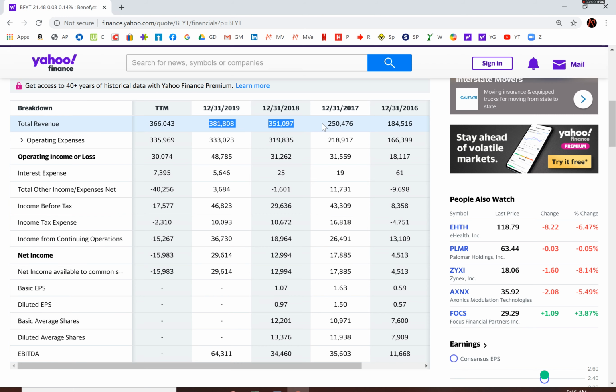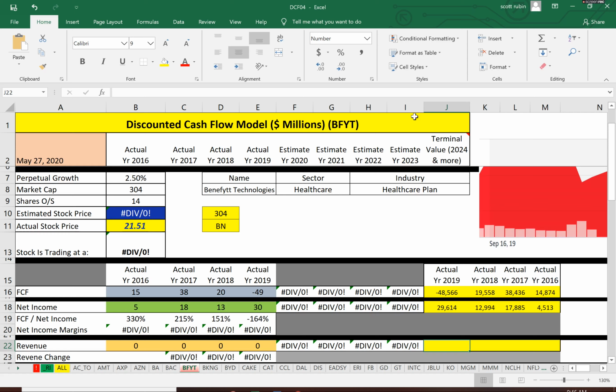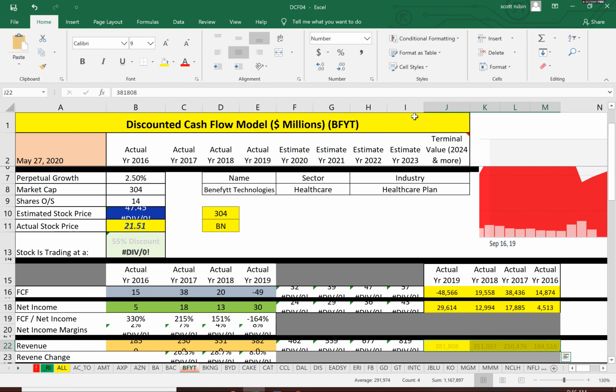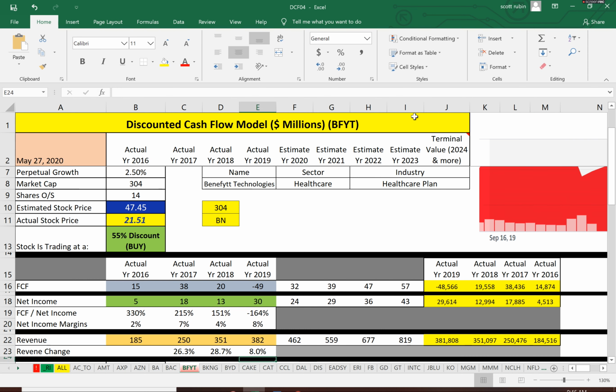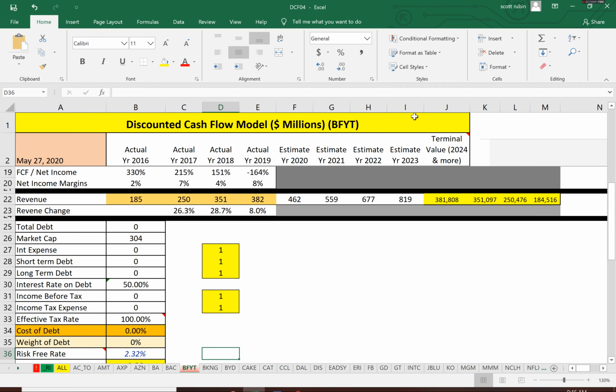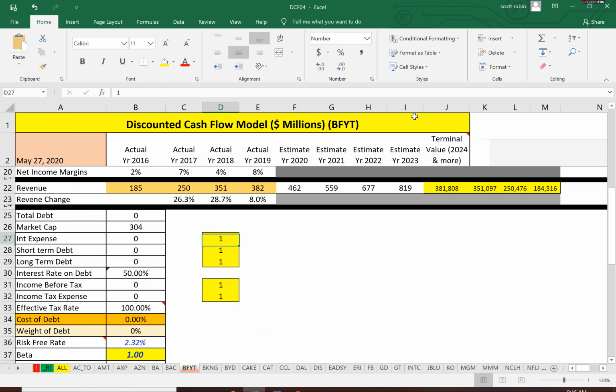The next is the total revenue, which is the sales for each year for the company. And it looks good that the company doubled their sales from 2016 to 2019. Always a good sign when you're investing in a company to see that.